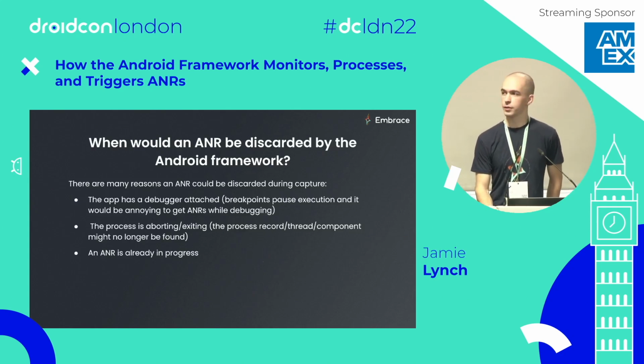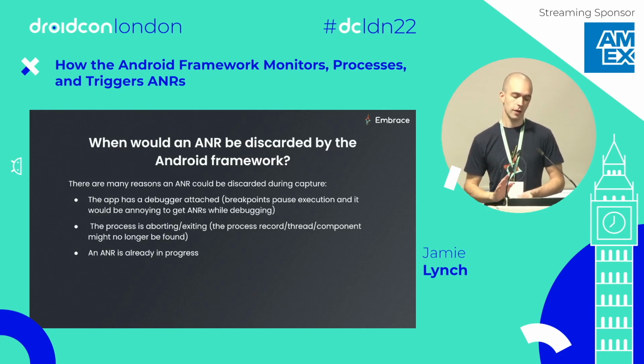There are a couple of exceptions to this rule where the ANR can get discarded by the Android framework. If you've got an app with a debugger attached, you won't actually get ANRs, as if you land on a breakpoint, you can pause execution and get them artificially. If a process is exiting or aborting, then obviously there's no point reporting to the user that it's slow if it's just about to die. And finally, if the ANR is already in progress, there's also no point reporting that, the user already knows.